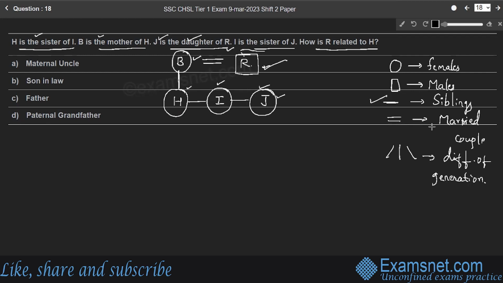Here the question is, how is R related to H? R is related to H as father. Therefore, option C is the right answer. So B and R are a married couple. They have 3 daughters, H, I and J.